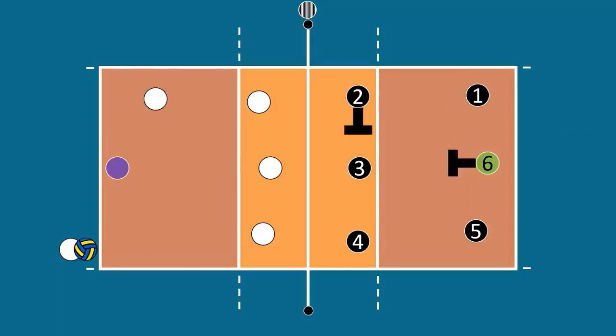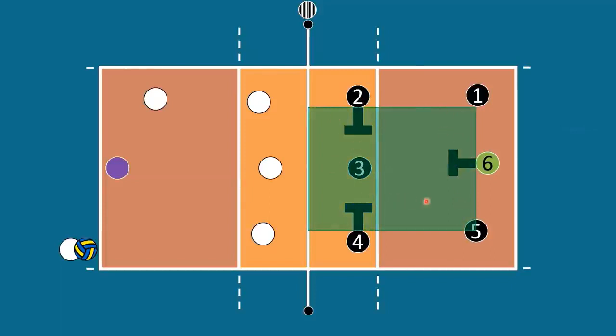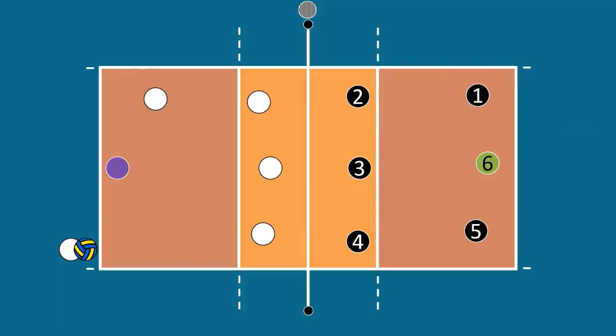Let's take a look at player 3. For player 3, we would look at players 2, 4, and 6. So if player 3 is between them, anywhere in this area following the rule, then player 3 is good. Otherwise, player 3 is out of rotation. Now let's take an example.